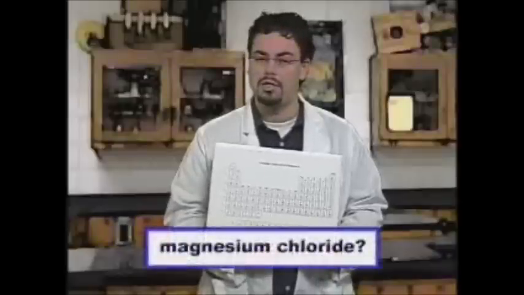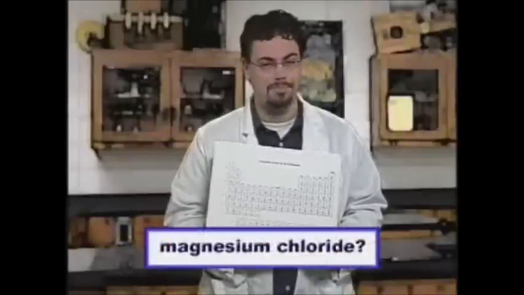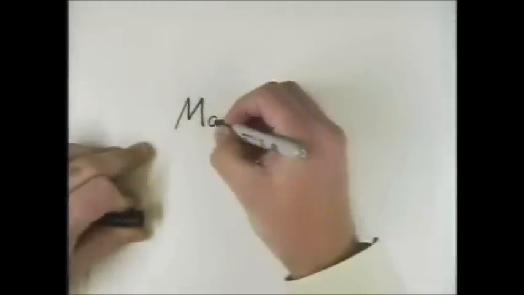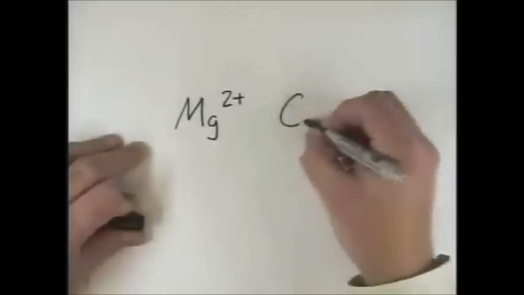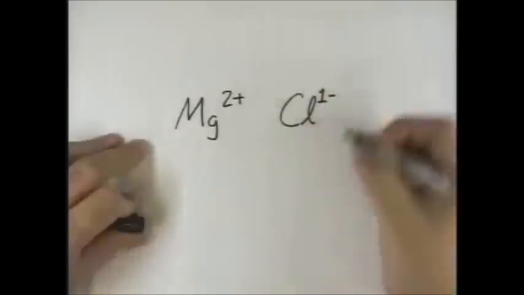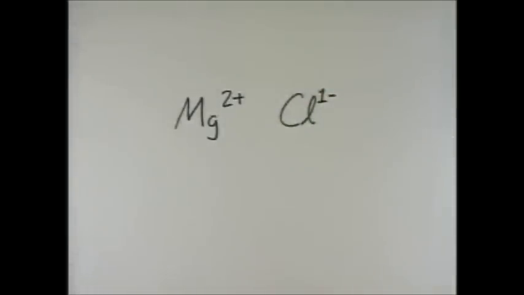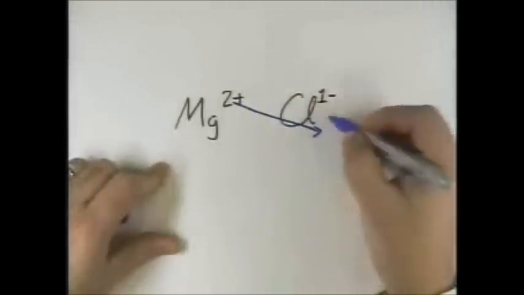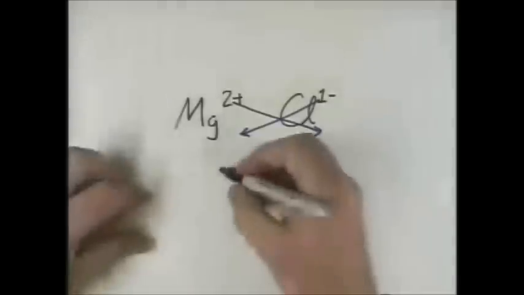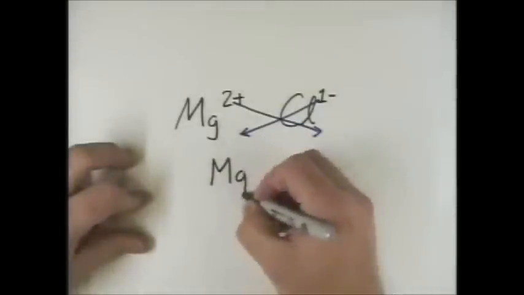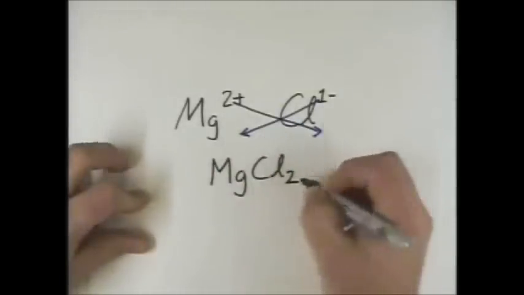What is the molar mass of magnesium chloride? We're going to need to know the formula for magnesium chloride to find the molar mass. Magnesium has a charge of positive 2, and chlorine has a charge of negative 1. We crisscross the charges and get a formula of MgCl2.